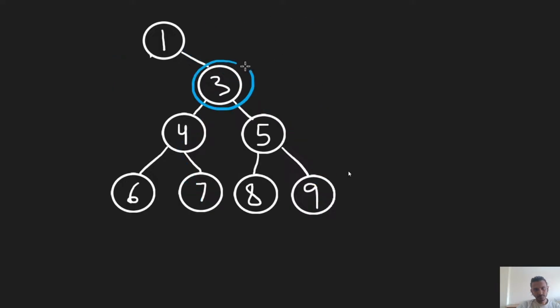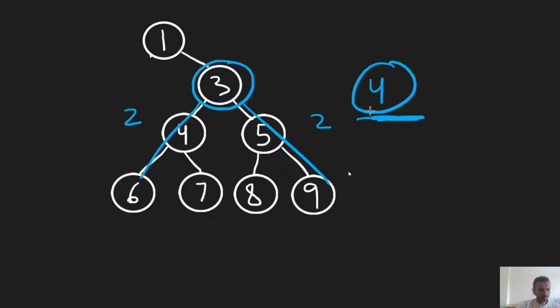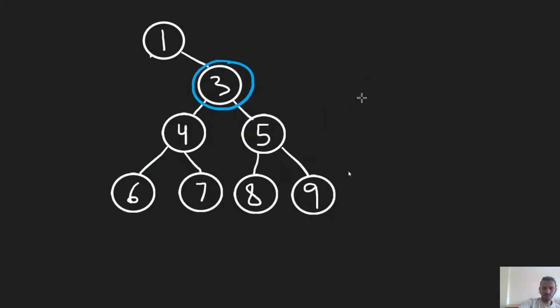But consider the node over here. Length on the left side is 2, and length on the right side is 2. So total is 4. That's the diameter of this tree. Now, I want to mention to you that this problem is actually closer to a medium problem than an easy problem. Why exactly is that?